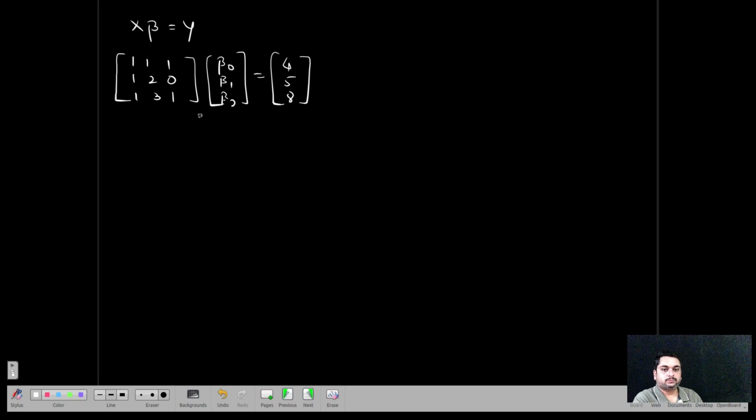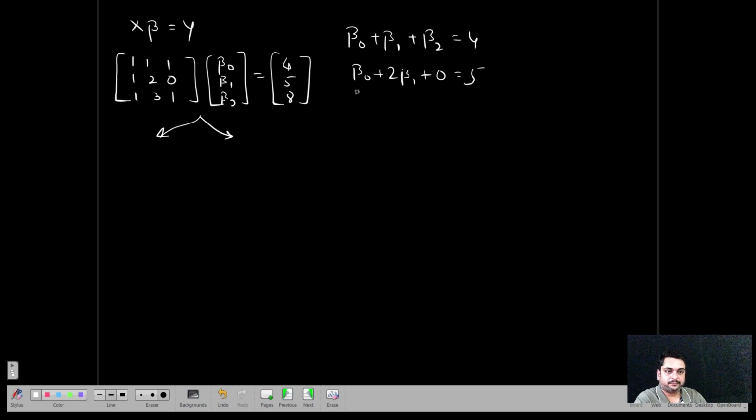Now, you will check for two things here in the exam. If they ask this, first you convert this to a system of linear equations. Here only you can quickly check. So it is beta naught plus beta 1 plus beta 2 is equal to 4. This is beta naught plus 2 beta 1 plus 0 is equal to 5. Then I have beta naught plus 3 beta 1 plus beta 2 is equal to 8.